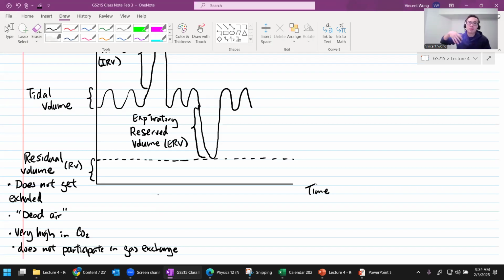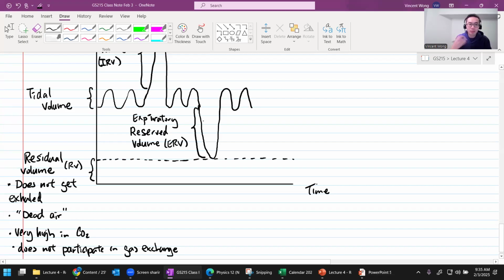Okay, total lung volume is about 6 liters, depending on the size of the person, right? So roughly, this makes up 16% of your lung volume. Okay, it's just sitting there at the bottom, not really doing anything. So how do you get the residual volume out? You don't, like I said, right?